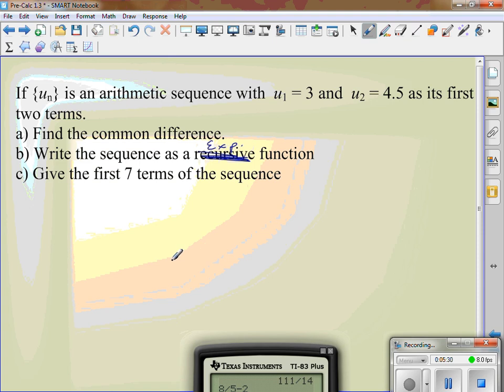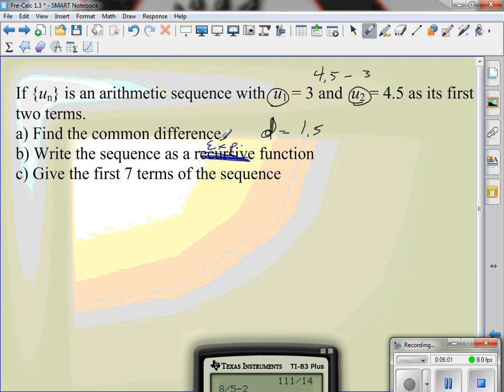Finding the common difference. How do I find the common difference? 4.5 minus 3. You've got to pay attention to the numbers. 2 minus 1, I'm good. So 4.5 minus 3 is 1.5. That is my d. That is my common difference. It will change every time by adding 1.5.